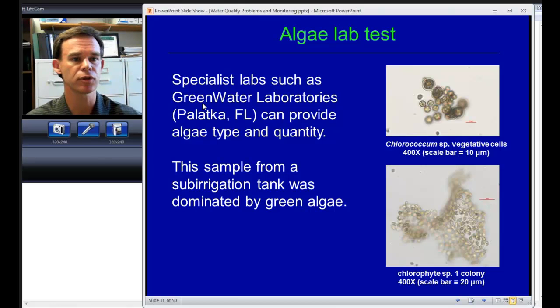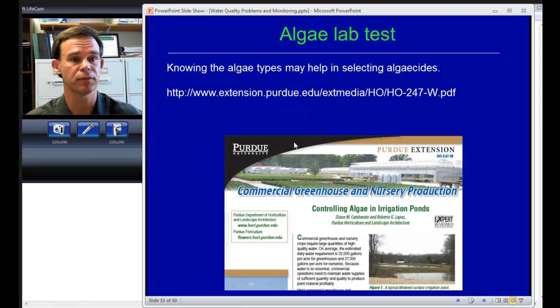I think it was over $150 for the sample. But they came back with an indication of the algal types and the quantity of the different types of algae. Because there's a complex of many organisms that could make up your sample. And knowing that algae makeup could be useful, perhaps, in selecting algicides. I don't think most growers are going to go to the point of sending samples into an algae testing lab, but it could be done.